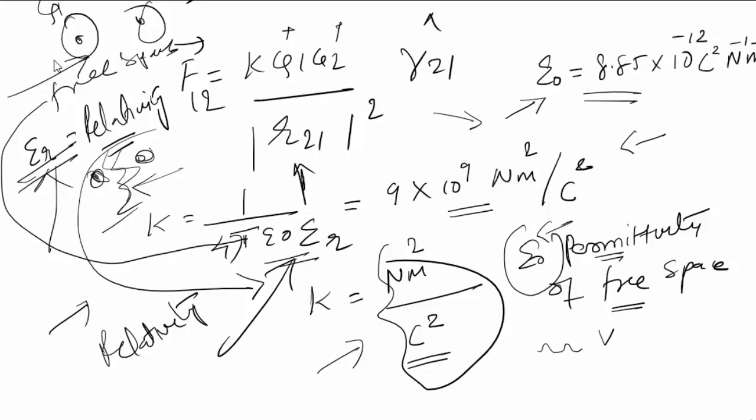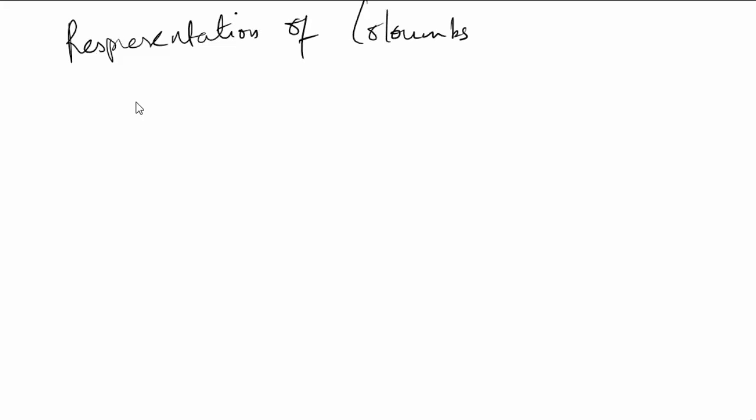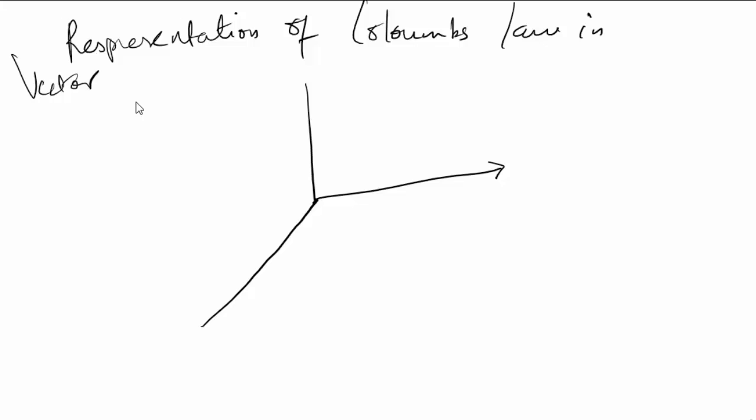So that's how you have defined Coulomb's law, and the next is defining Coulomb's law in vector form. So we have learned the Cartesian coordinate system, and this is a representation of Coulomb's law in vector form. We know that we can represent anything in space using 3 coordinates, and this is a Cartesian coordinate system, that is x, y and z.